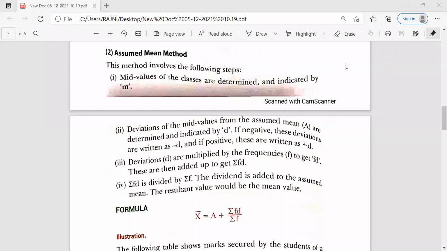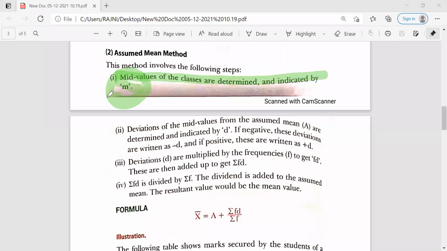Now we will discuss the second method of calculation of arithmetic mean in case of the frequency distribution series. In this method also there are some steps to be taken in order to calculate the mean. What are they? Simply, the first major step in frequency distribution series, in case of every method, is to find out the mid value of the class interval, which will be denoted by M.